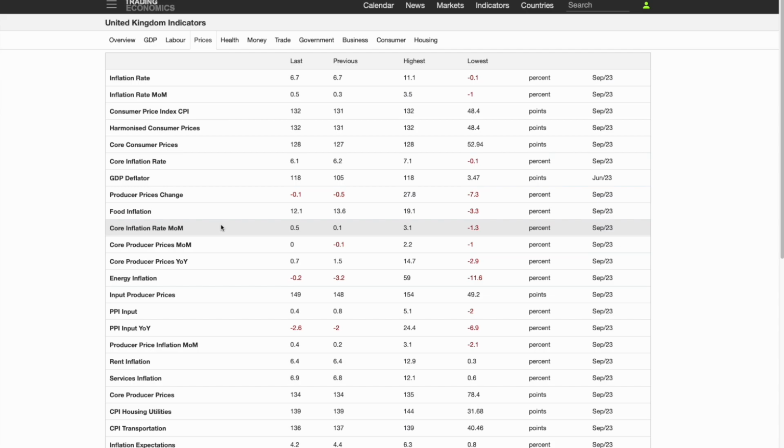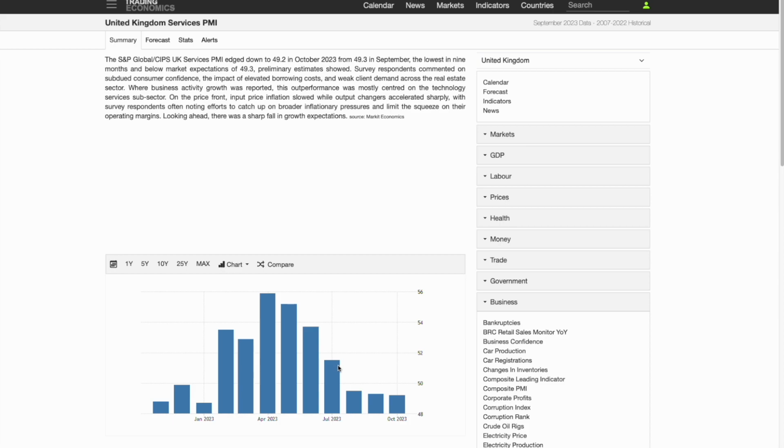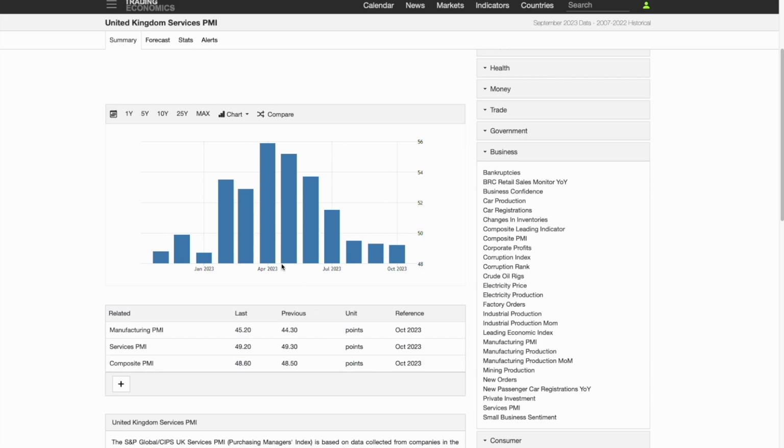So any services data is a reason to be bearish the pound. So what is services data? Well, firstly, you have to look at PMI data. Services PMIs went from expansion to a contraction, a very large move to the downside in August. We saw that, and that was a big reason why we saw the pound sell off very aggressively.